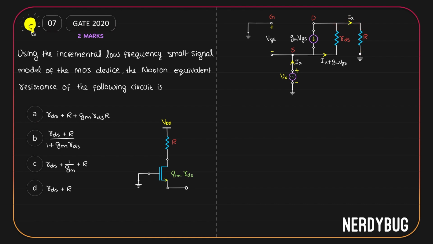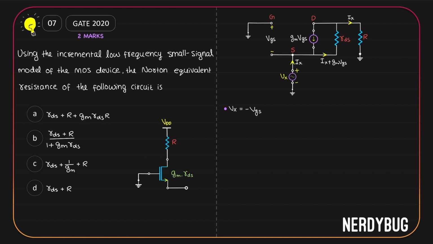First, let us apply KVL in this loop. Vx goes from negative to positive. VGS is from negative to positive. So we can write Vx plus VGS is equal to 0, or Vx is the negative of VGS.